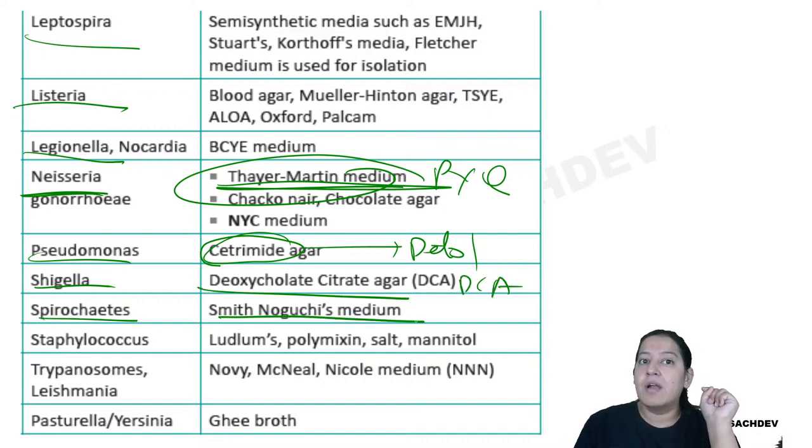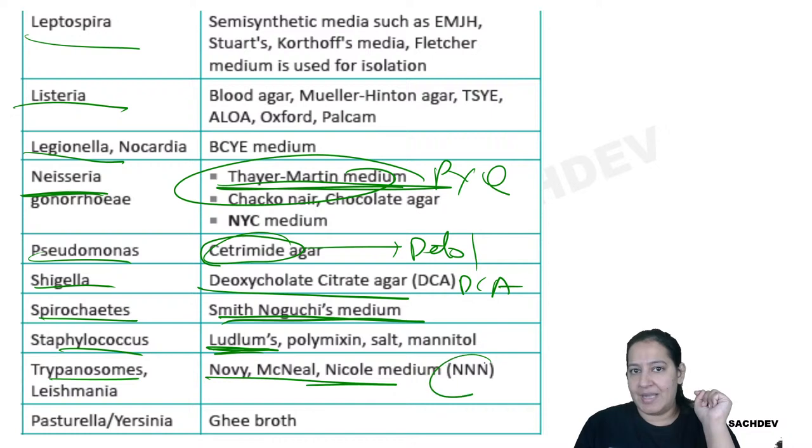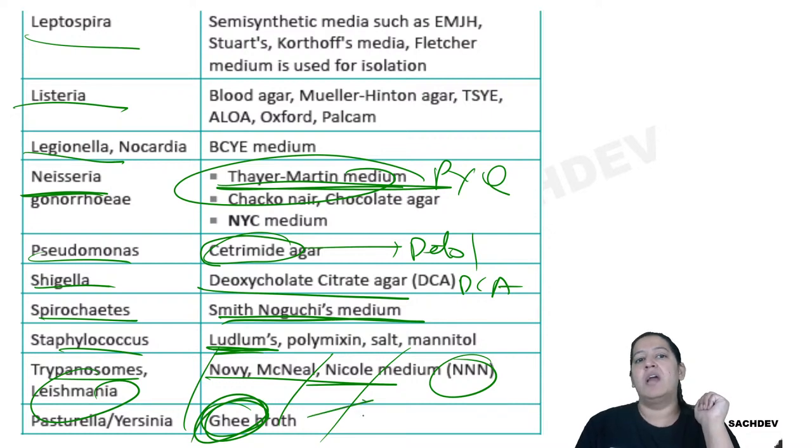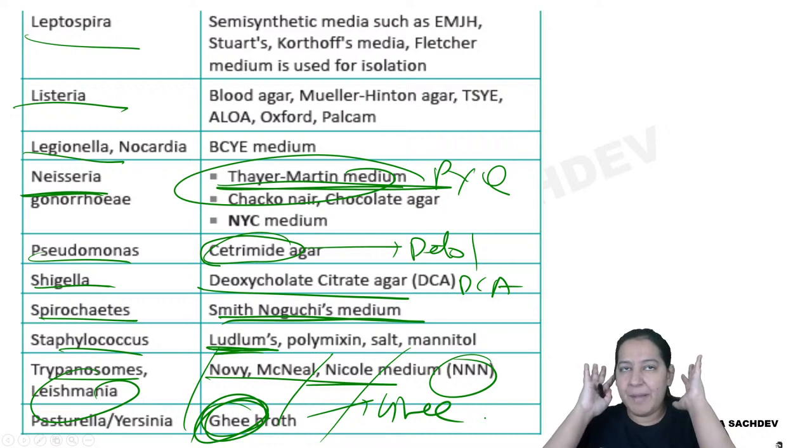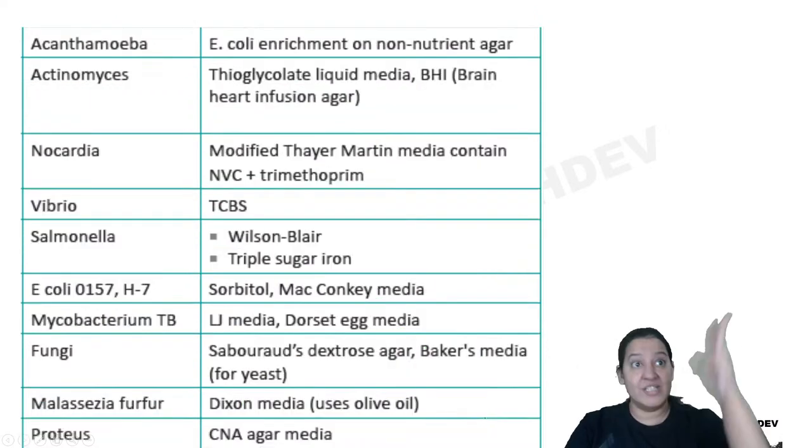Spirochetes ke liye Smic Nagauchi. Staphylococcus ke liye Ludlam. Trypanosomes ke liye triple N. See the full form of triple N. Three scientists. Pasteurella ke liye ghee broth. You know ghee. It grows in ghee, butter ghee broth. So you should be able to answer all of them. Page 2. This is page 3.